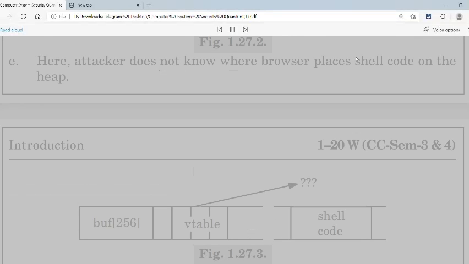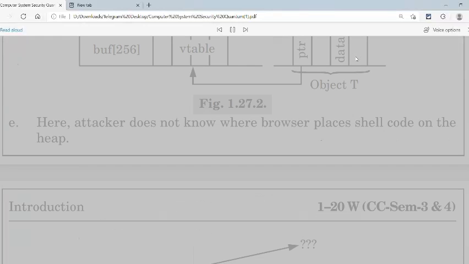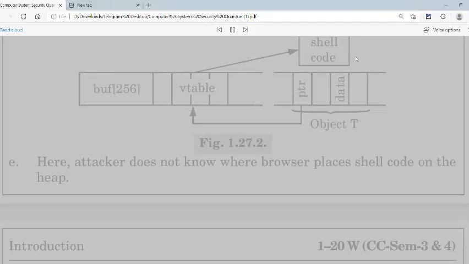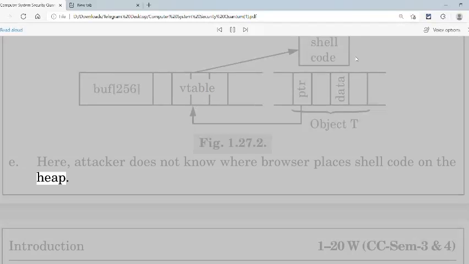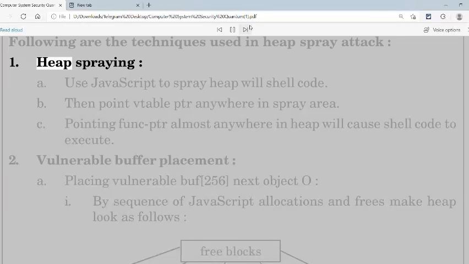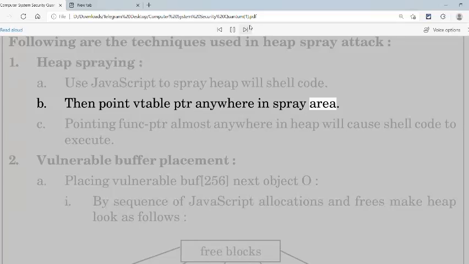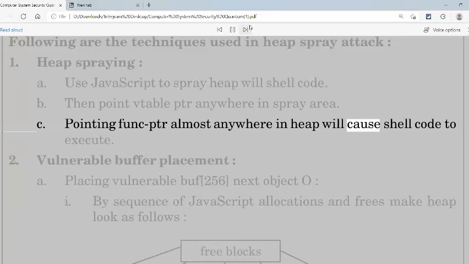Fig. 1.27.2. PTR, data, Object T, buff[256], shellcode, vtable. E. Here, the attacker does not know where the browser places shellcode on the heap. Following are the techniques used in heap spray attack. 1. Heap spraying. A. Use JavaScript to spray the heap with shellcode. B. Then point vtable PTR anywhere in the spray area. C. Pointing func PTR almost anywhere in the heap will cause shellcode to execute.